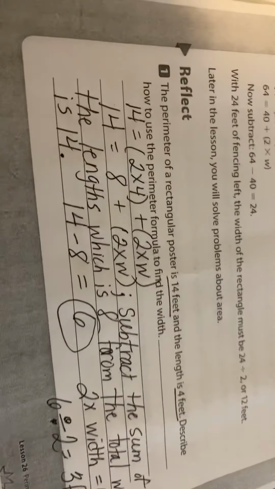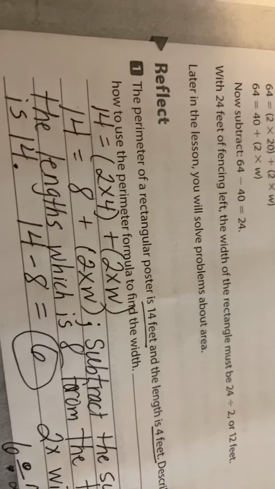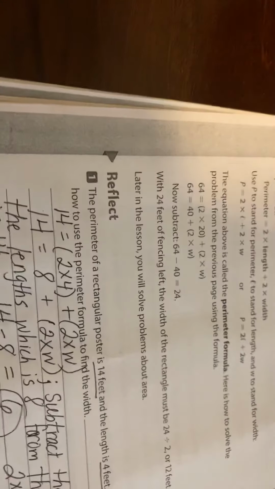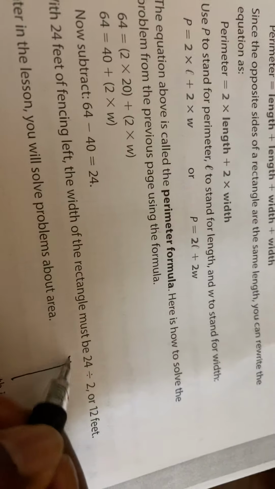Okay, so let's look at the reflection. Let's reflect back on what was introduced at the beginning. So the perimeter of a rectangular poster is 14 feet, and the length is 4 feet. Okay, so let's look at this. Let's draw a little model here. The perimeter of the poster, the total, is 14 right here. And the length is 4 feet, so we have 4 right here and 4 right there.